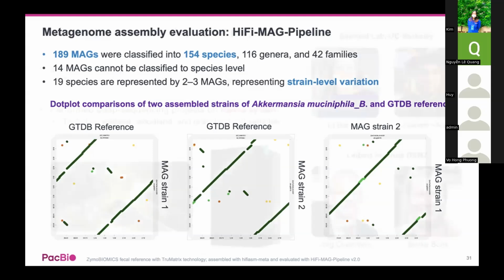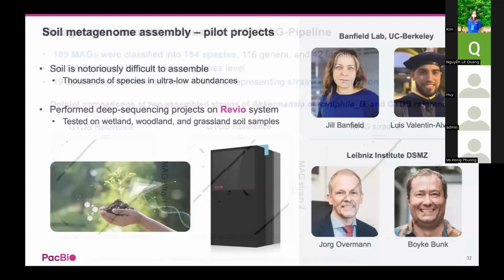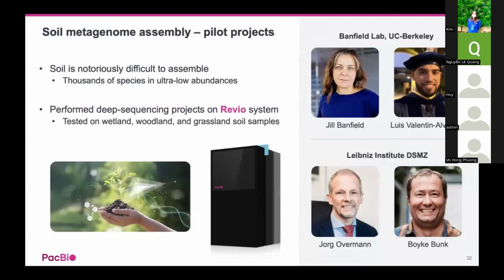And in the following time, I'm going to show you two pilot projects that we collaborated on with two different groups. So one is the Banfield lab at UC Berkeley, and the other is from DSMZ in Germany. As you may be aware, soil is so far the most difficult environmental sample because it has the most diversity of microbial species, and many of them are in very low abundances. And therefore, it is very difficult to assemble all of the organisms that occur within those communities.